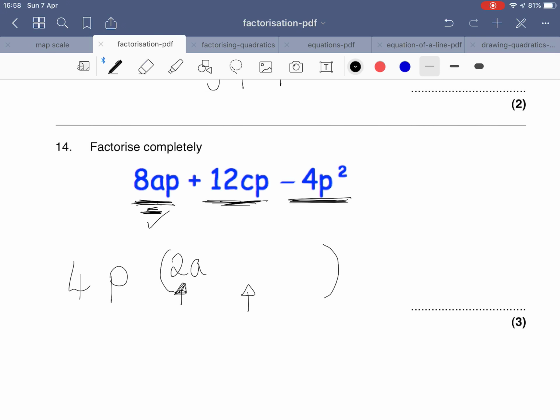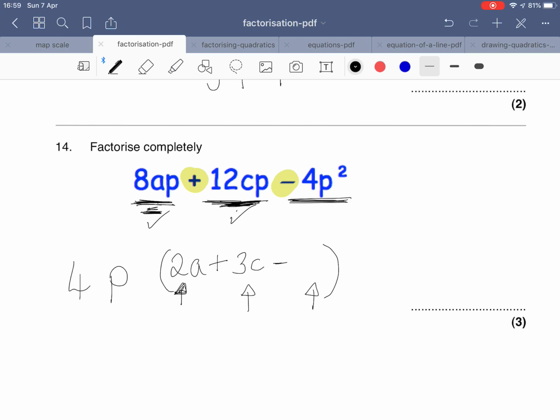So in the middle bit here, we've got 4p times what is 12cp. Got a p, so I don't need another p. I need 4 times what is 12, so I need a 3. And I'm missing a c, so I need a c in there. So that's that bit done. We can add our plus here if we want to now. We can also add our minus here next.